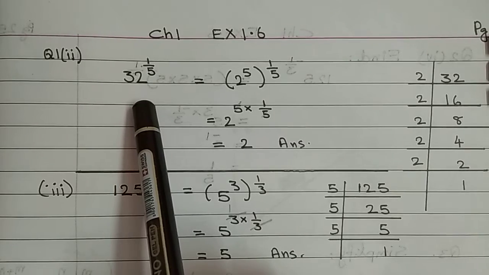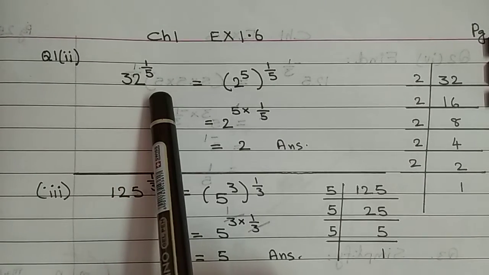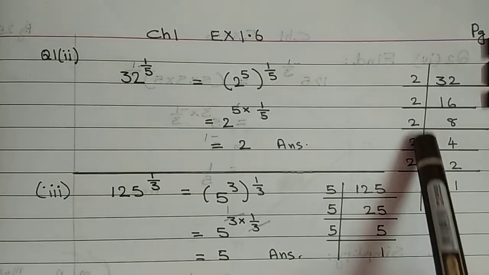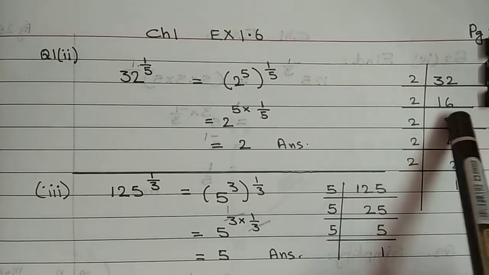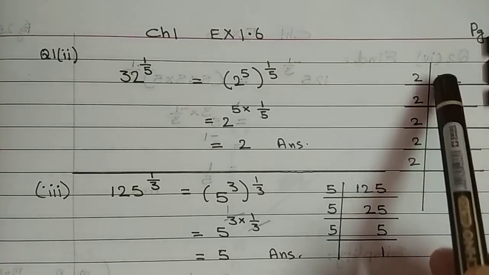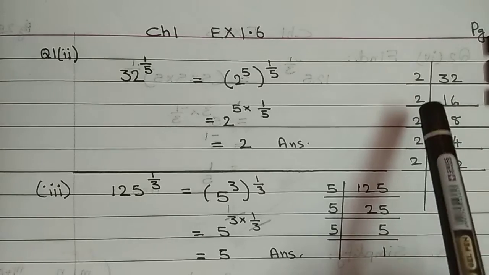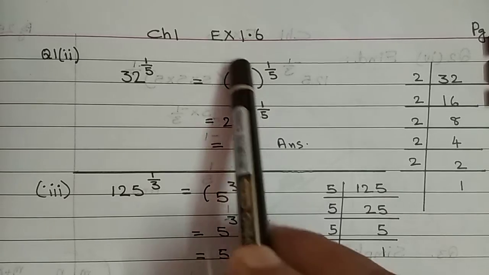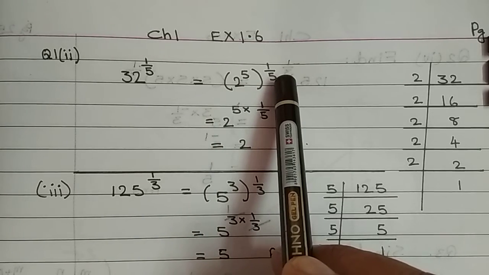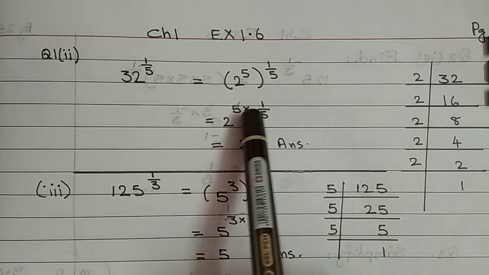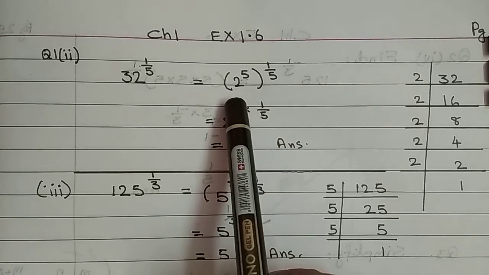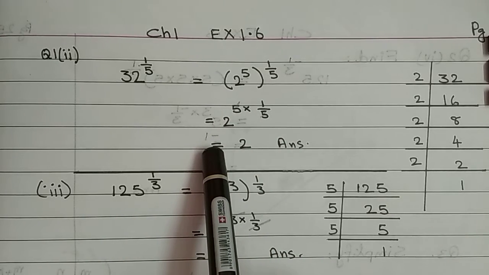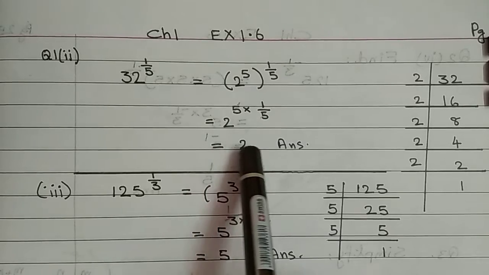Second part of the question is 32 raised to the power of 1 by 5. 32 can be written as 2 raised to the power of 5. Find the prime factorization of 32. You will get 32 is equal to 2 into 2 into 2 into 2 into 2, 5 times. So it is 2 raised to the power of 5 whole raised to the power of 1 by 5. 2 raised to the power of 5 multiplied by 1 by 5. 5 and 5 getting cancelled. You get 32 raised to the power of 1 by 5 is equal to 2.